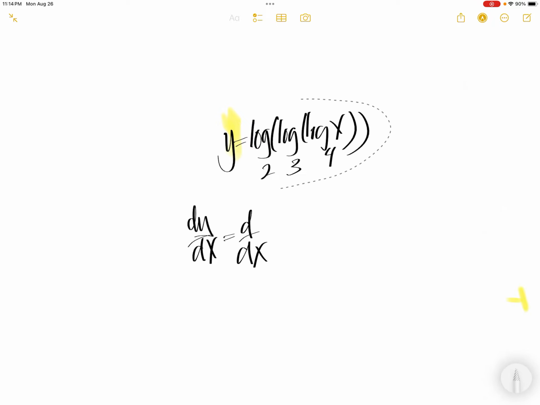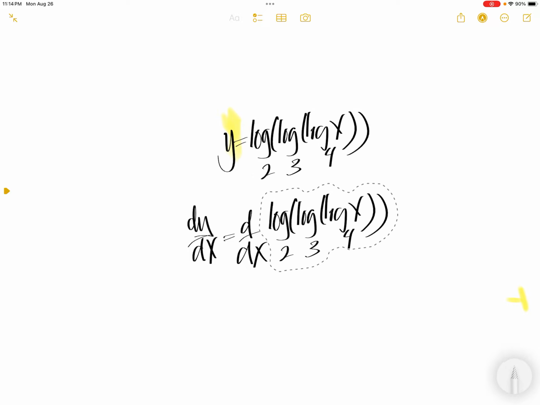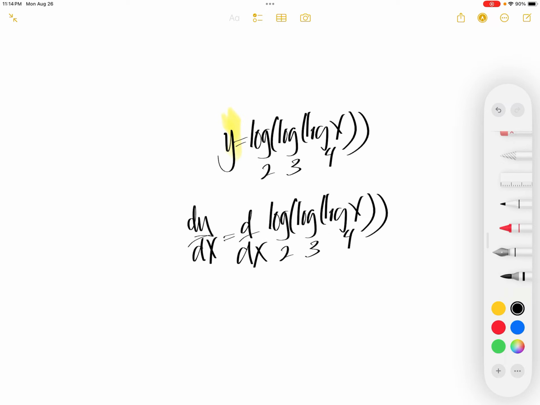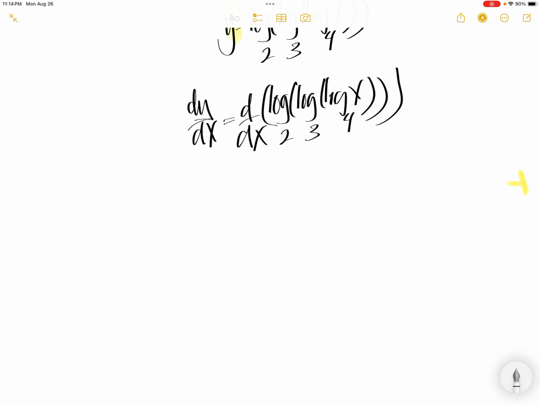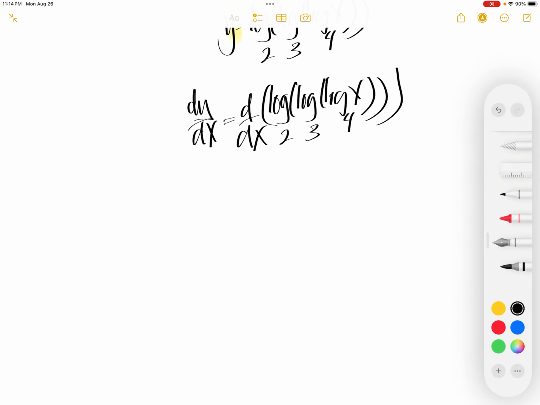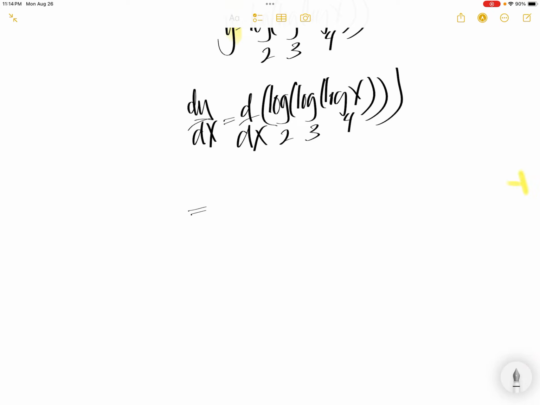So we want to find dy/dx, which is d/dx of this thing. The derivative of log of something to the base 2, you cannot get immediately. You need to do a change of base.